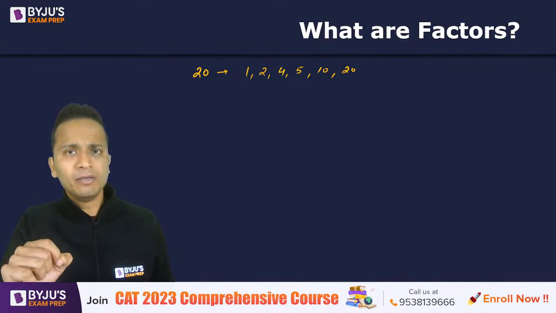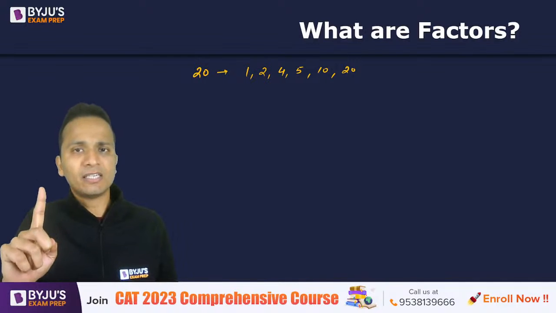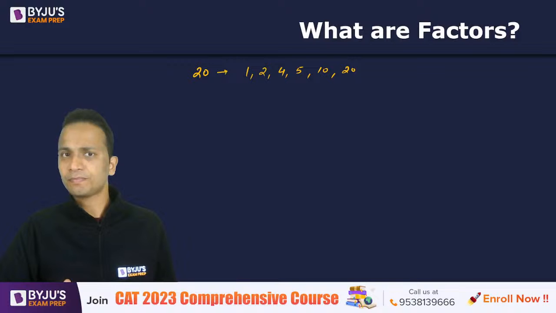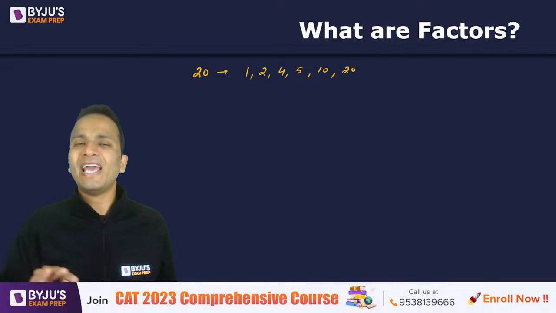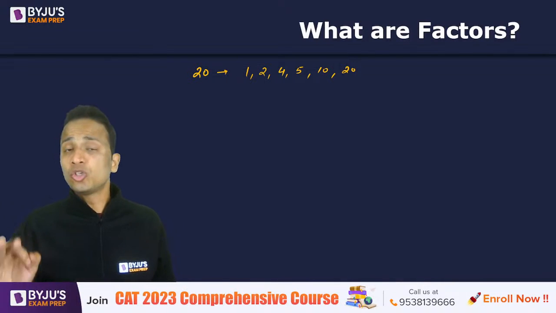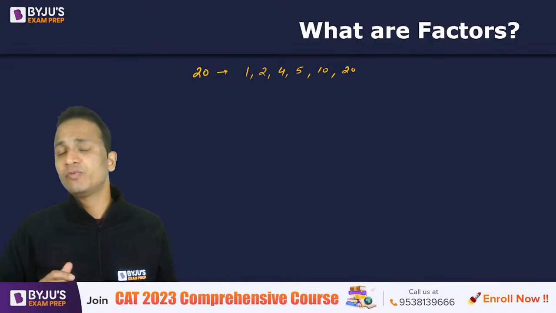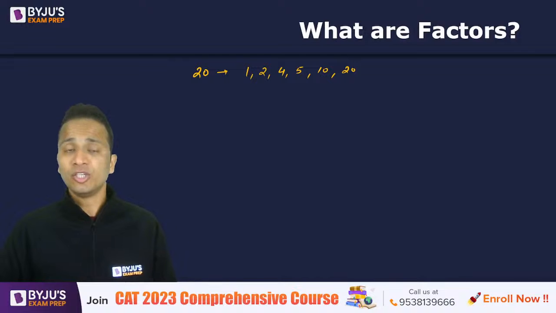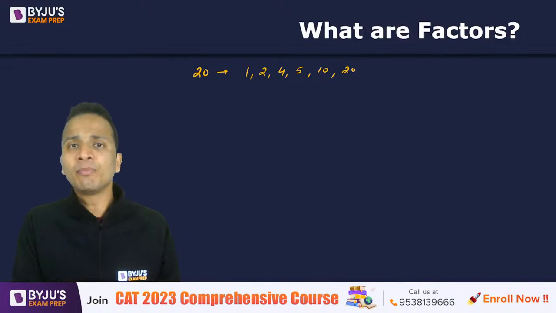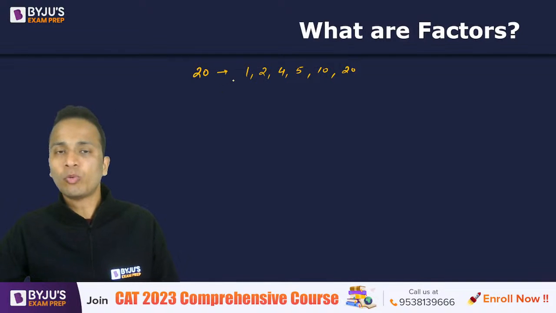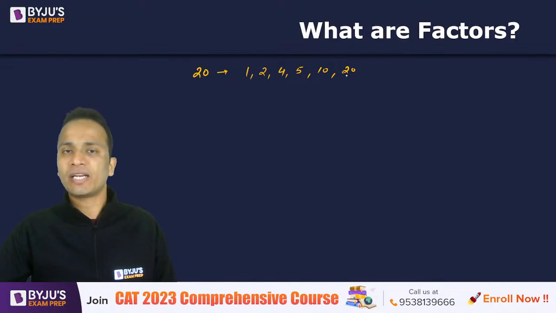Now, every number will have 1 as a factor, and every number will be a factor of itself as well. These are the two important things that you must know. Also, the number of factors of any random number will be a finite quantity. It will not be an infinite quantity. So there will be a finite number of factors for every number. Okay, so for 20, I can see that there are 6 factors.